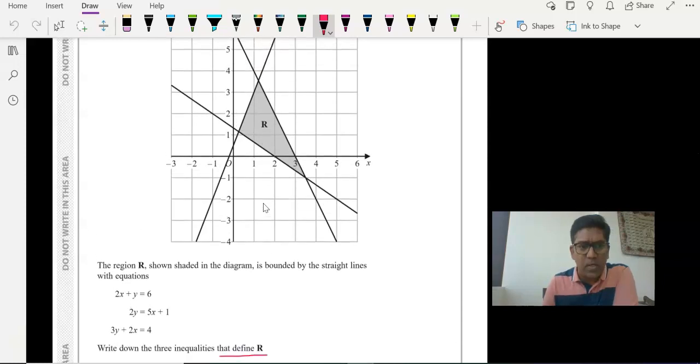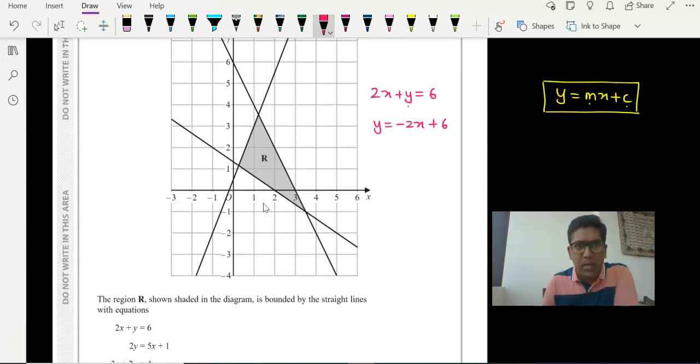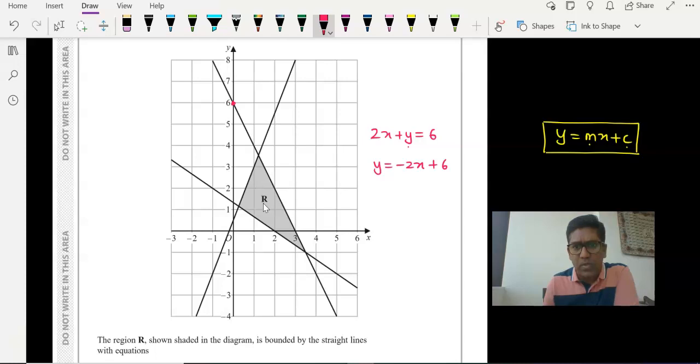So the first one is 2x plus y equal to 6. Now slope-intercept form, we need y equal to mx plus c. So basically we need y all alone. The coefficient of x is my slope and the constant is my y-intercept. So here I need y alone. I will shift 2x to the right. So you'll get y equal to negative 2x plus 6. So this slope is negative 2 and the y-intercept is 6. Just by looking at the y-intercept, we can identify there is only one line which is going through 6. So the equation of this line is y equal to minus 2x plus 6.